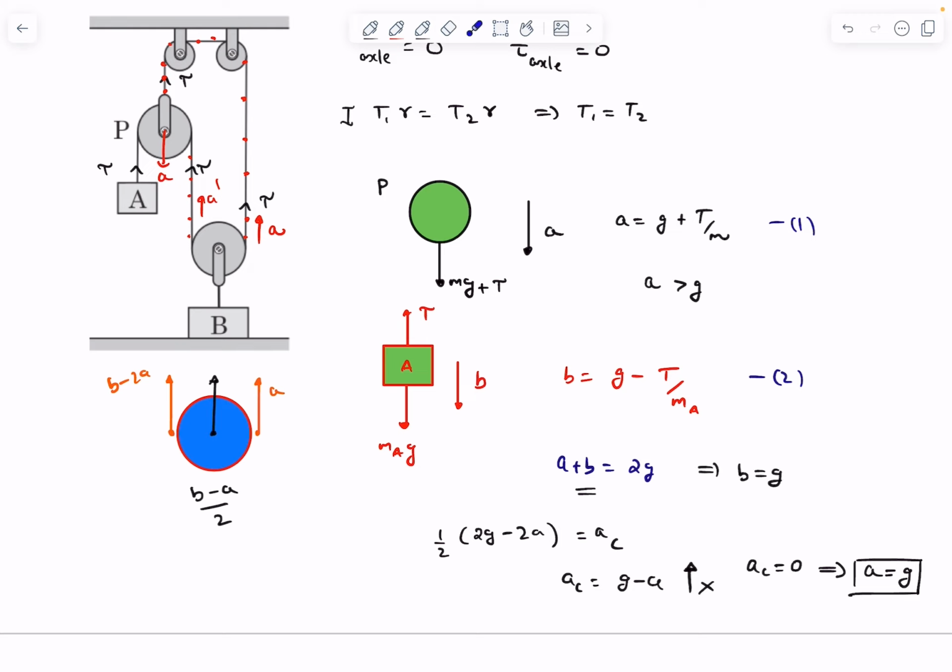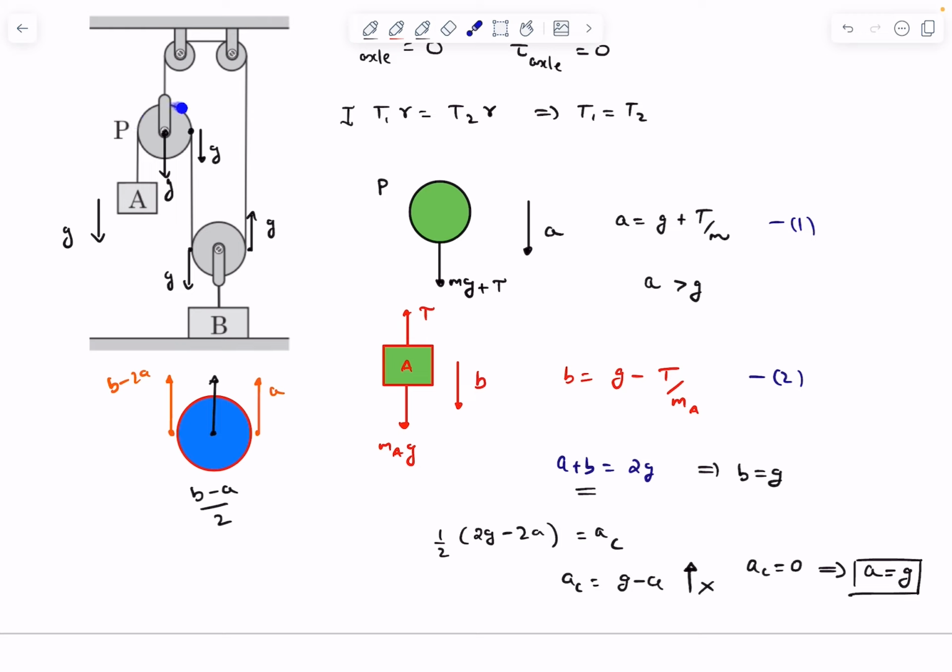Okay, so from here, A and B are both equal and they are both equal to G. So now if we go back to our original diagram, then what will happen is the acceleration of A is going to be G. The pulley is going to free fall as well, which means even this end has an acceleration of G downwards. Now if this end has an acceleration of G downwards, the right end will have an acceleration of G upwards. Okay, so this is how the motion is going to look.